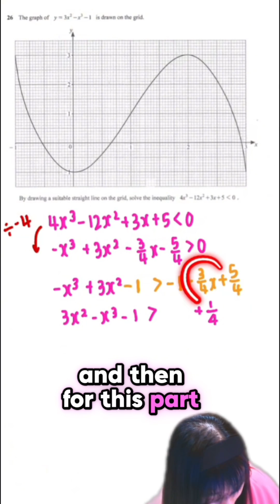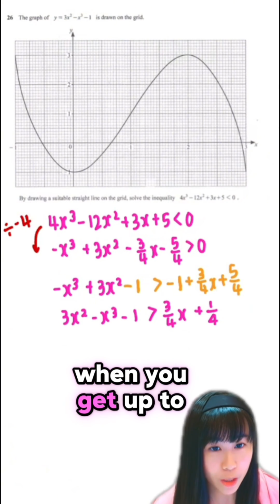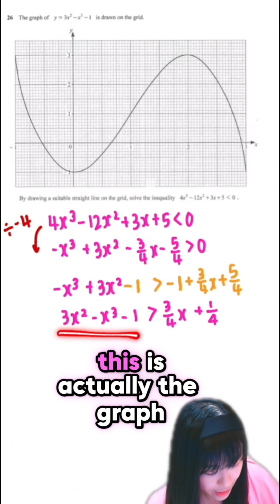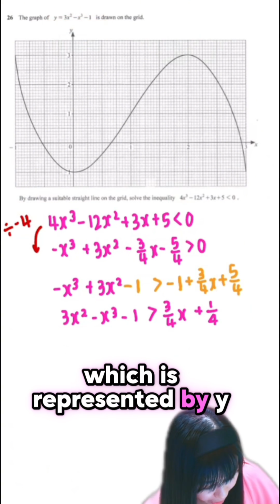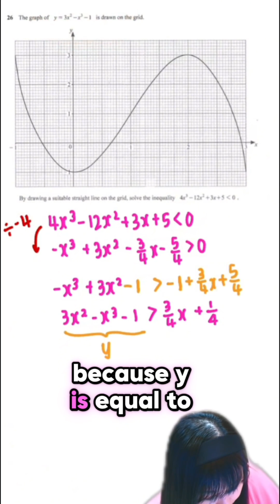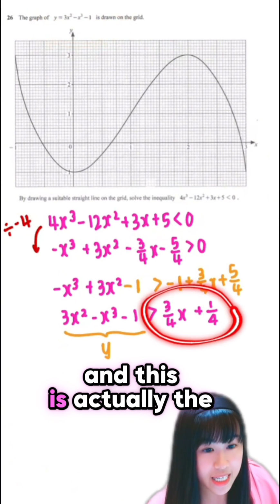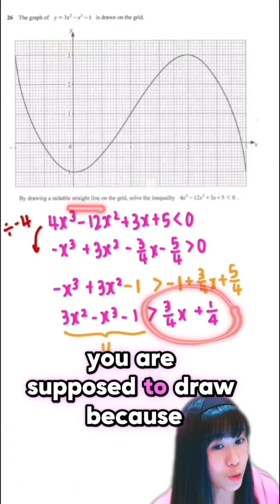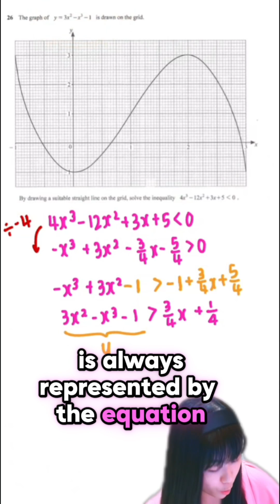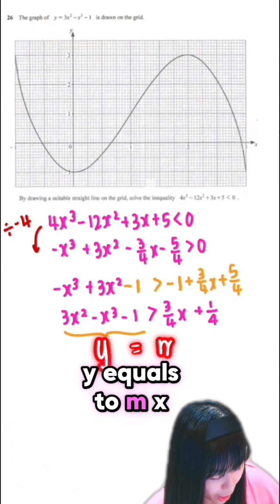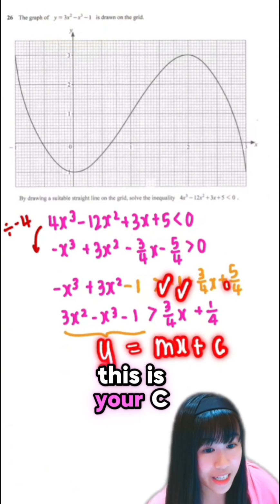And then for this part, 3 over 4x, let's just write it as 3 over 4 x. When you get up to here, basically this is actually the graph that's drawn on the grid, which is represented by y, because y is equal to 3x squared minus x cubed minus 1. And this is actually the straight line you're supposed to draw, because you know that a straight line is always represented by the equation y equals mx plus c. So can you see that this is your m, this is your x, and this is your c?